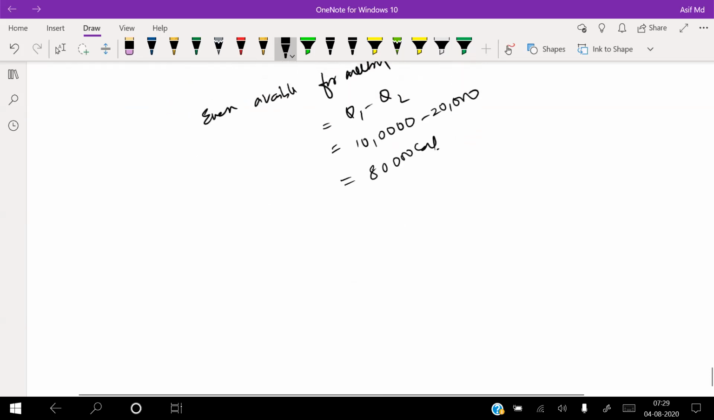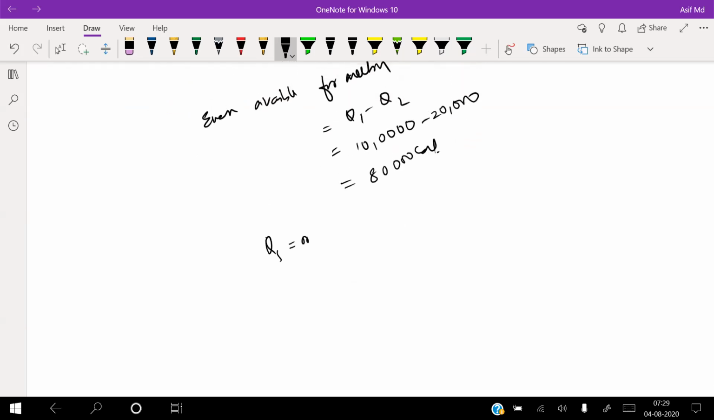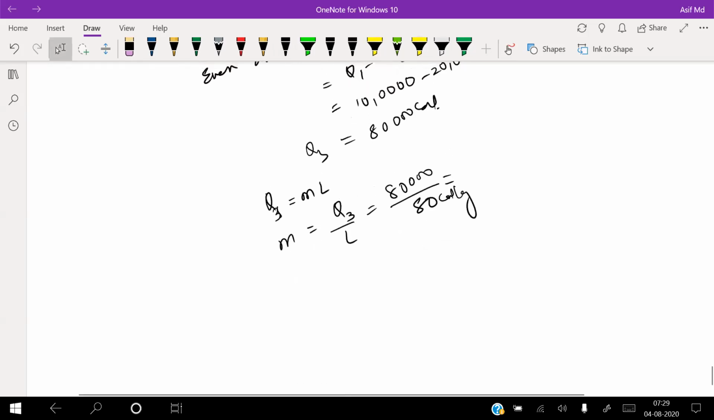Now Q of your steam is equal to M into L. So mass is equal to Q3 divided by L. So Q3 is this one, 80,000, divided by your L. L is given how much in the problem? 80 calories per gram. So conversions are very important here. So that comes out to 1,000 grams, sir.